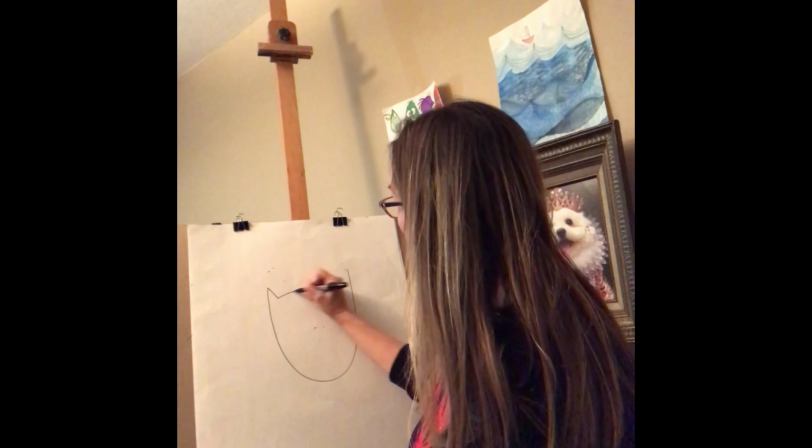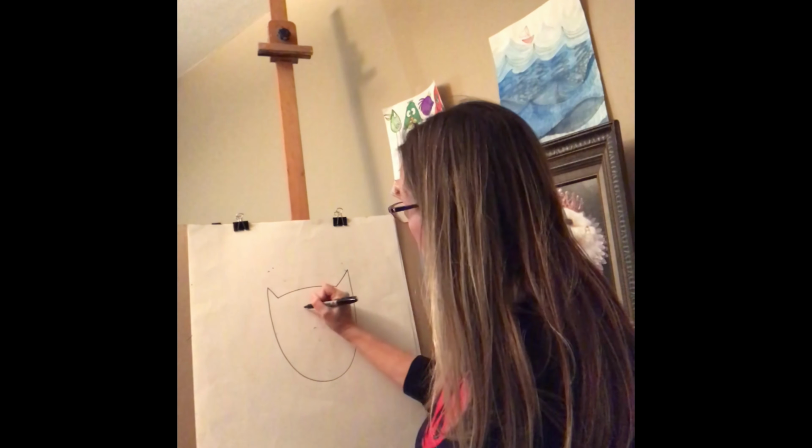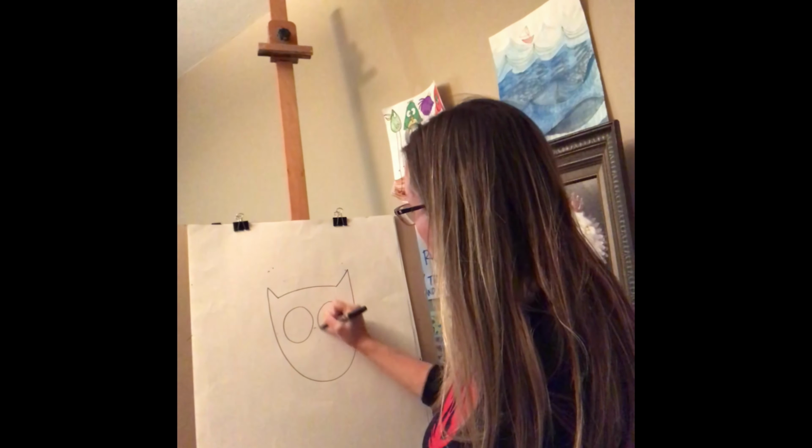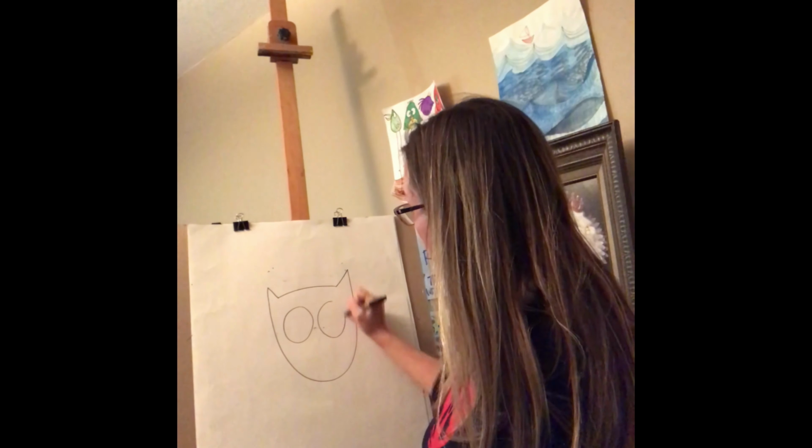Add two triangles for the ears. You could even have the eyes closed. I hadn't thought of that one. You could just do two U's for the eyes closed. But I put in two giant ovals for the eyes, making a triangle for the beak. And then for my claws, you might do it different, I do three circles on each side for the claws.